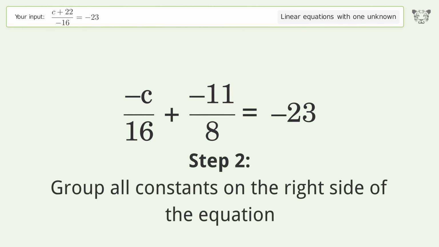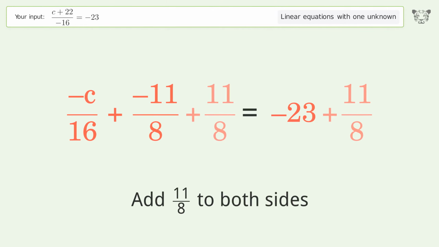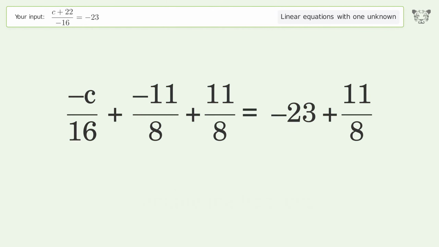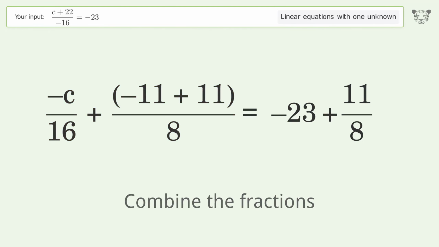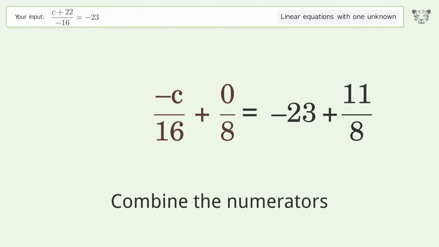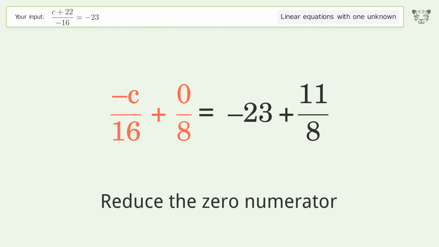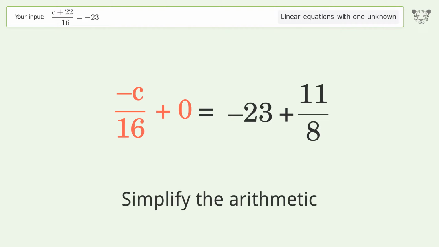Group all constants on the right side of the equation. Add 11/8 to both sides. Combine the fractions. Combine the numerators. Reduce the zero numerator. Simplify the arithmetic.